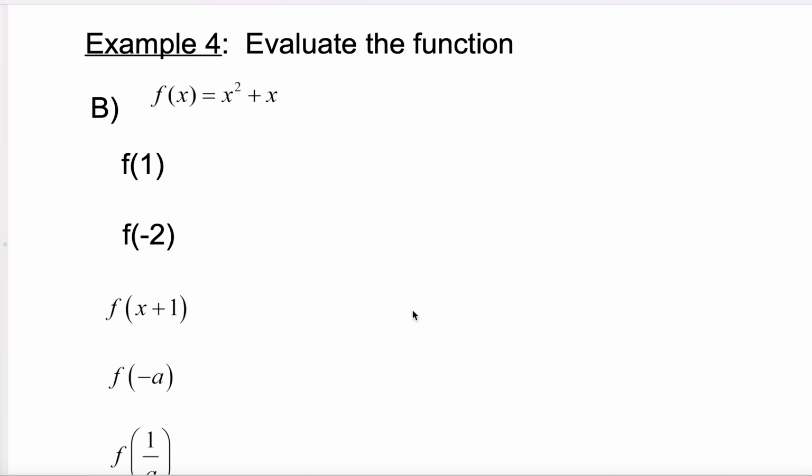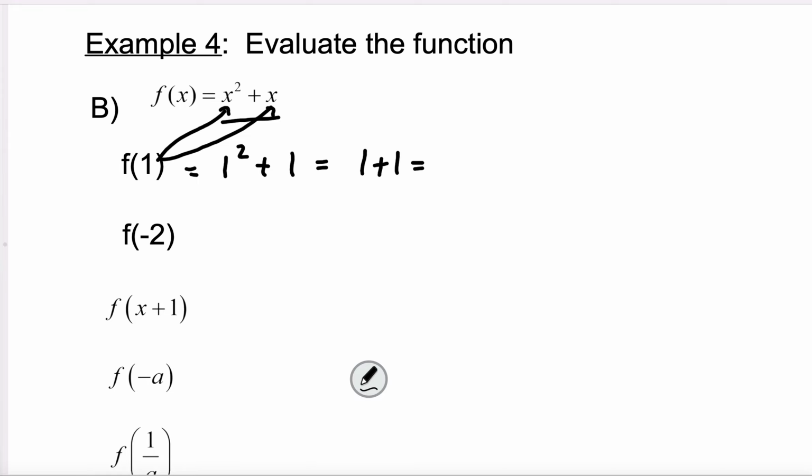So let's try one more evaluate a function here. So this one here, again, we're just going to substitute the values in there. Since it's f of 1, we can put it right into our function there. So our function's right here. So we're going to take the 1 and plug it in there for our x. So we get 1 squared plus 1. What's 1 squared? 1 times 1 is 1, plus 1 is 2. So f of 1 there is simply 2.